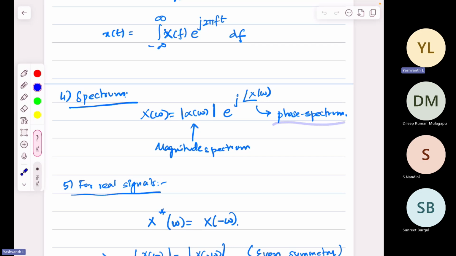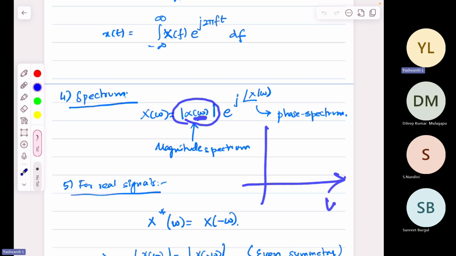In the magnitude spectrum, what we essentially do is compute the absolute value of x of omega for different omega. So for example, if I plot mod of x of omega as a function of omega, you will get some graph. This is called the magnitude spectrum.